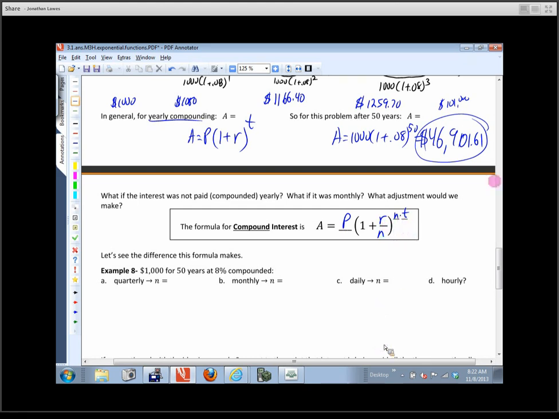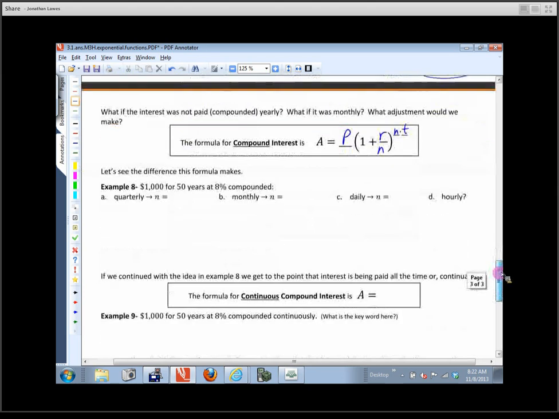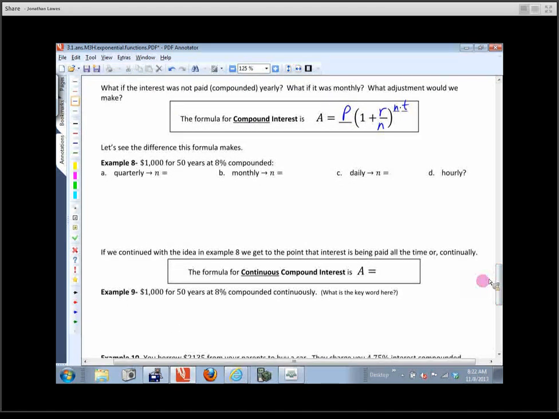So divide the rate by n and times the time by n. So let's stick with this $1,000 problem for 50 years at 8%. And let's compute the compound interest if it were compounded quarterly. So the formula is right here, and this is one that you want to keep track of. They use this one in Math 1010 all the time. If it's quarterly, then n is 4.